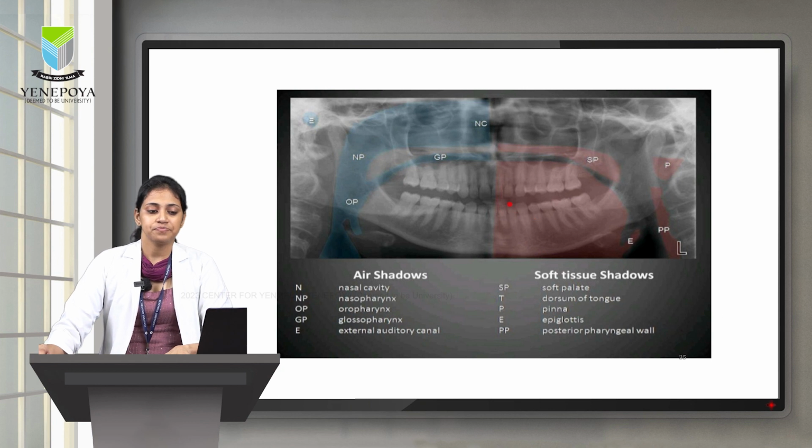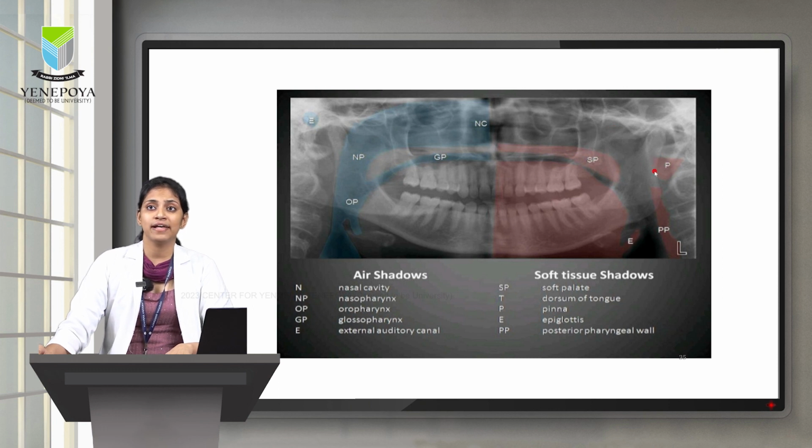Tongue shadow is seen as a radio opaque area superimposing the maxillary posterior teeth. This part represents the tongue shadow. Soft palate and uvula also cast shadow on the panoramic radiograph, which is represented as a diagonal shaped radio opacity just posteriorly and inferiorly from the maxillary tuberosity. So, this part represents the soft palate and the uvula shadow together.